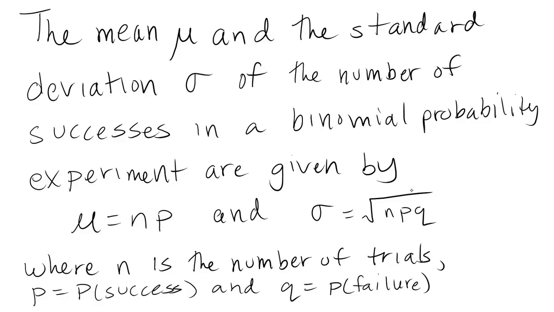There's a square root, as you would guess, for a standard deviation, but other than that, this formula is pretty straightforward. You do have to remember what q is. We haven't talked about that in a while. q is the probability of failure, and remember that the probability of failure is always 1 minus the probability of success. Because success and failure are complements, the value of q will just be 1 minus p.